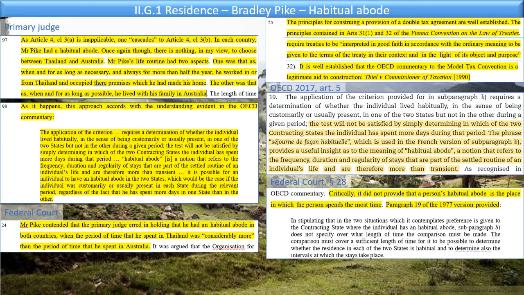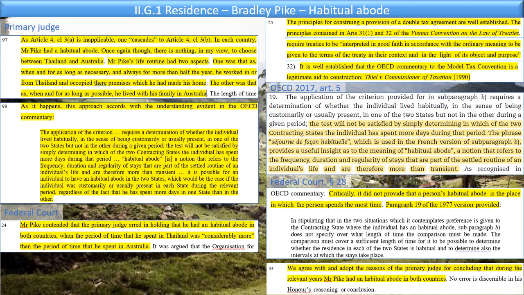So the court quoted the wrong paragraph, but for the rest, the result of their argument is accurate, and they conclude and say, we agree with and adopt the reasons of the primary judge, which I've given you on the left-hand side of the slide, for concluding that during the relevant years, Mr. Pike had an habitual abode in both countries because he was there habitually. He worked in one state and he had family in the other state, and because you don't simply count the number of days. So then we need to move on to the next criteria to test where he was a resident.